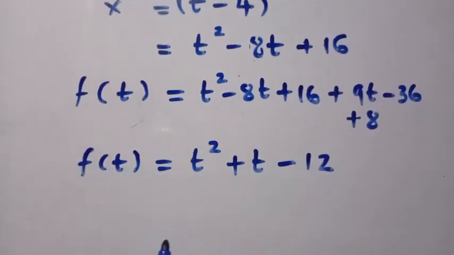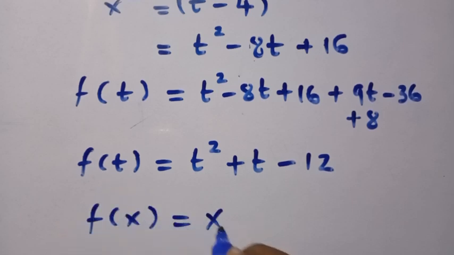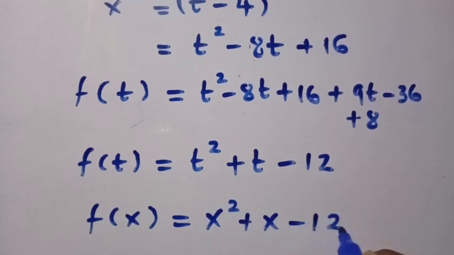Yeah, this is making sense. So let's change t to x. We have f of x equals x squared plus x minus 12. So we get the same answer using the first method and this method. So that's how to solve this.